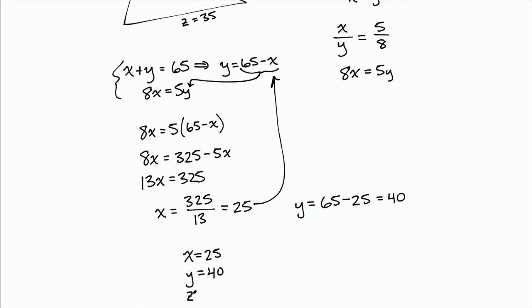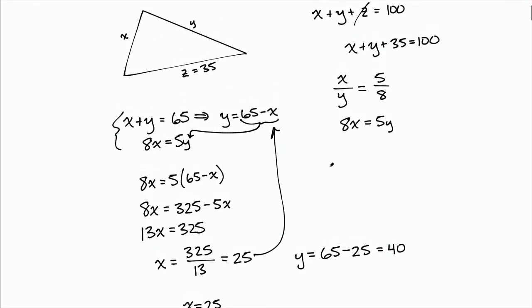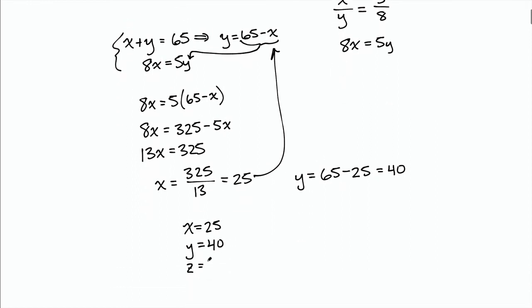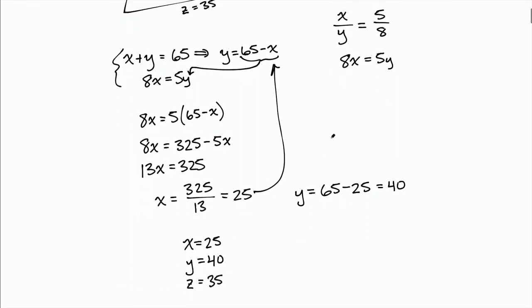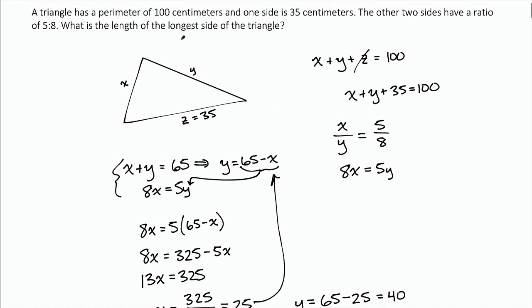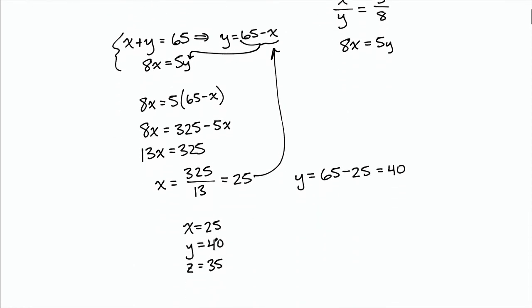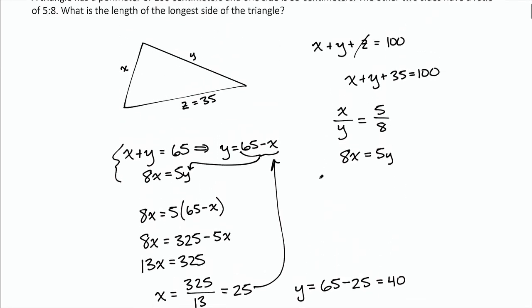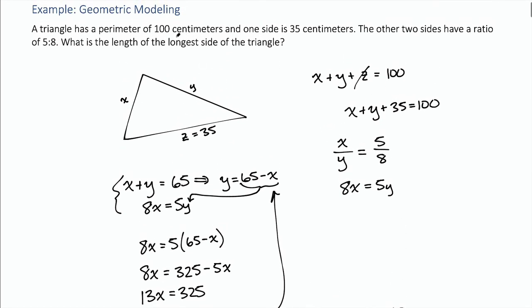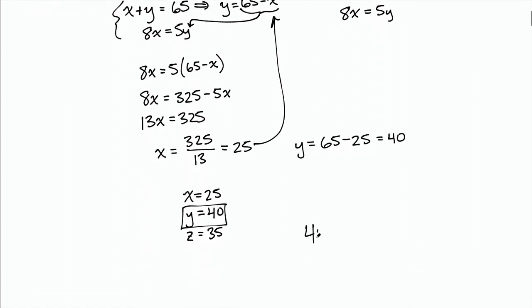And of course, we had z. That was given to us before. That was 35. And the question said to find the length of the longest side. And so, of course, that's the largest, and so the longest side is a length of 40. And that's in centimeters, because that's the units given. So 40 centimeters is the length of the longest side.